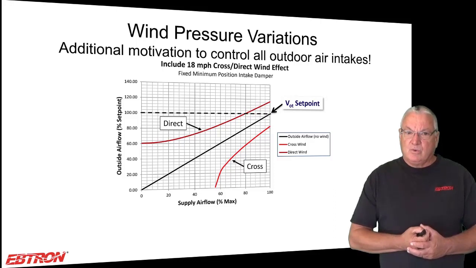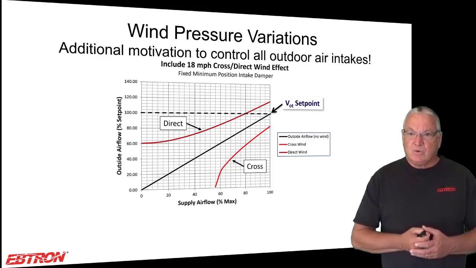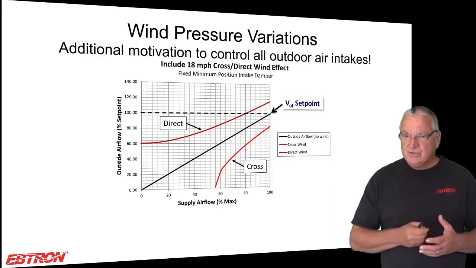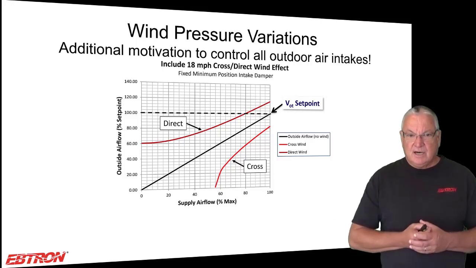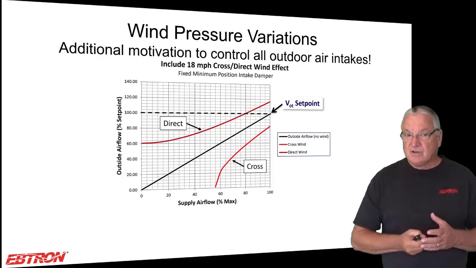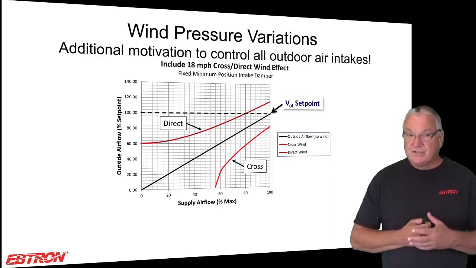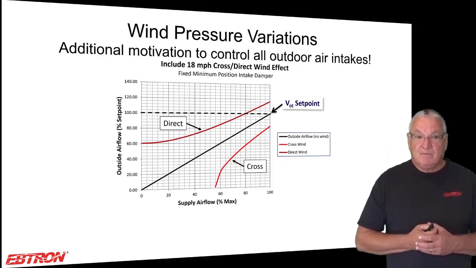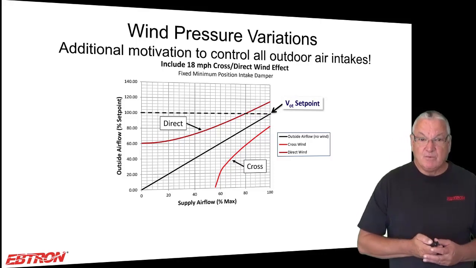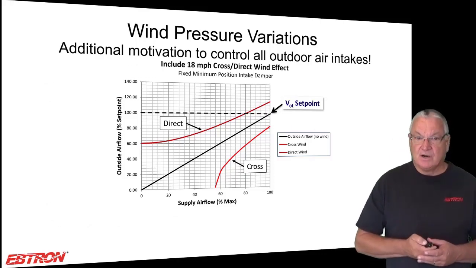And so, we're nowhere near our set point. Whenever we're using fixed dampers, particularly on recirculating air handling units that are exposed to wind pressure, these become very large problems that we have to compensate for.